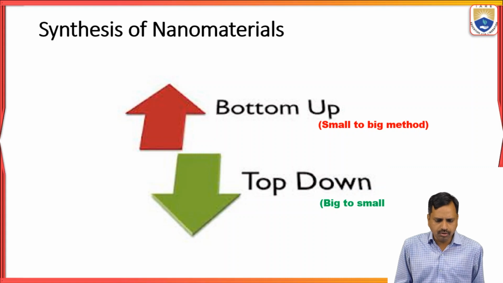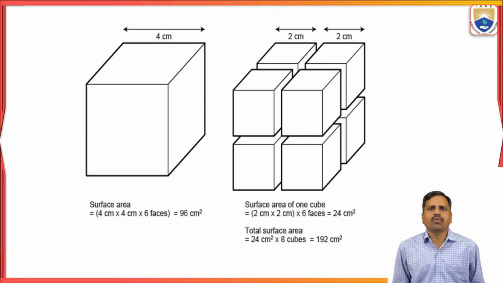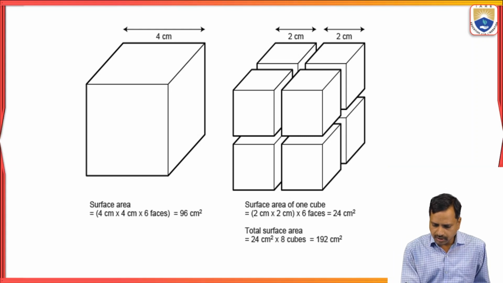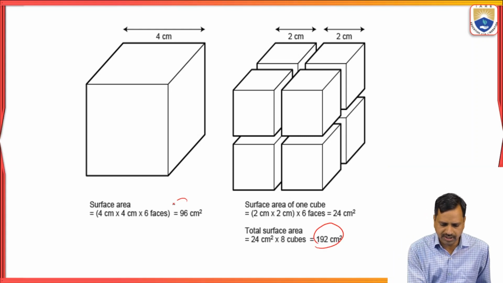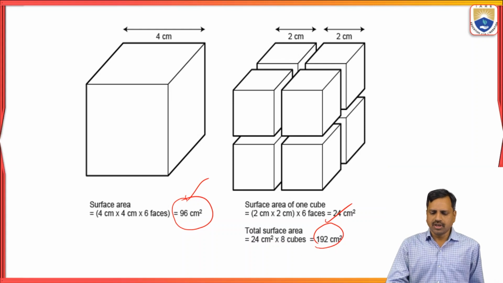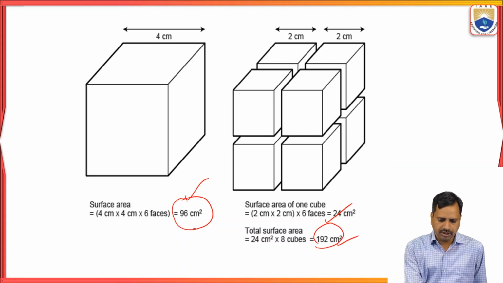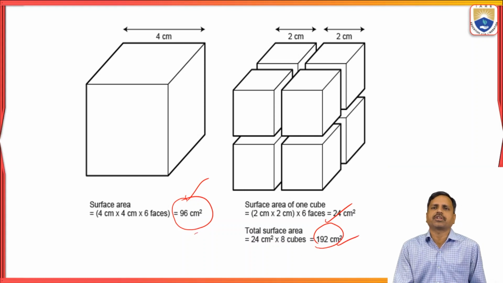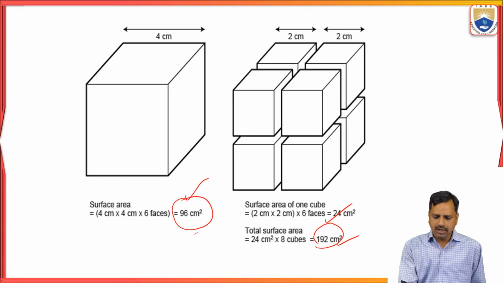Now, if you take a cube and cut it into 8 pieces, initially it is 96 square centimeters. When we bring it into the 8 pieces, the surface area will be 192. So you can see there is a vast increase in the surface area at the nano size. In nanomaterials, especially when used as a catalyst, this will be very useful. If the particle in bulk is 96 square centimeters, and the same material brought down to the nano scale comes to 192 square centimeters.